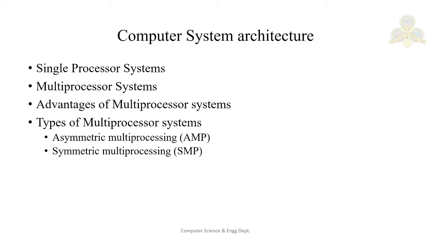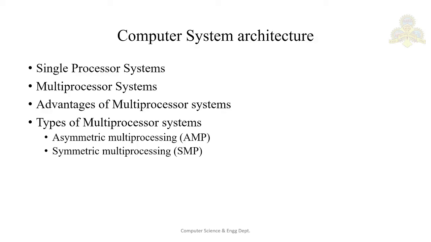Based on the processors used, computer systems can be divided into two types: single processor systems and multiprocessor systems. A single processor system contains only one processor. So, there is one main CPU which is capable of executing a general purpose instruction set, including instructions from user processes. Next, multiprocessor systems. A multiprocessor system contains multiple processors and a method for communication between the processors.